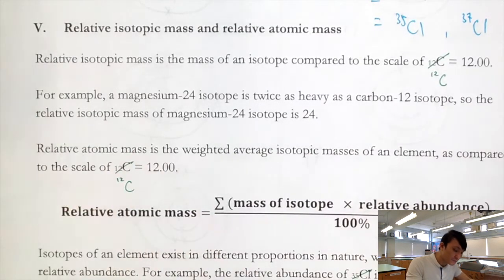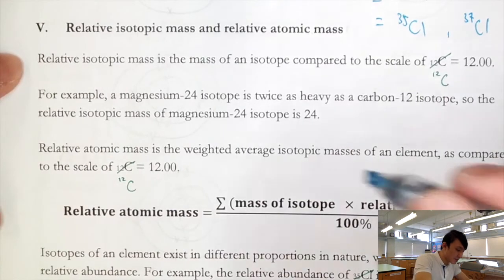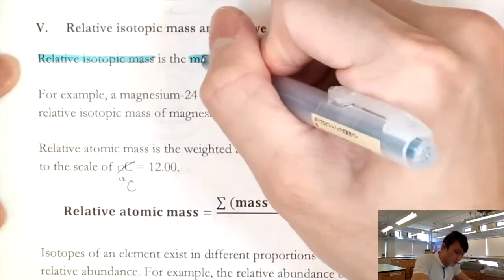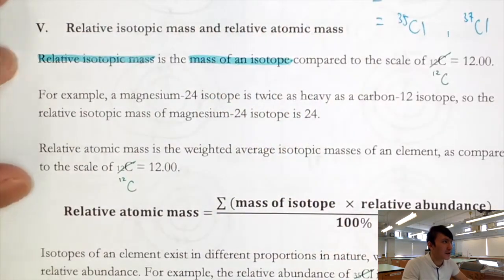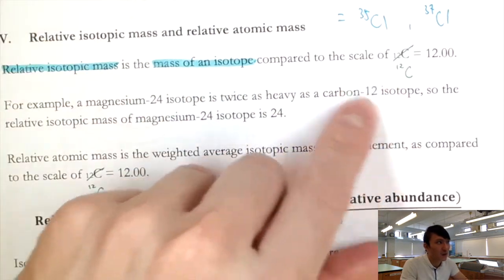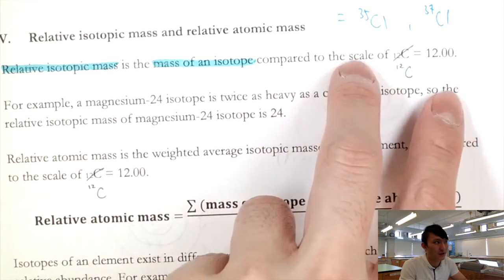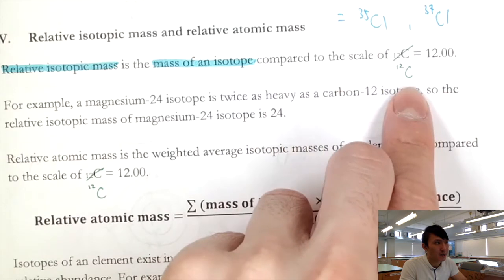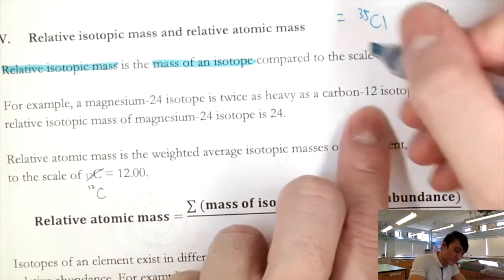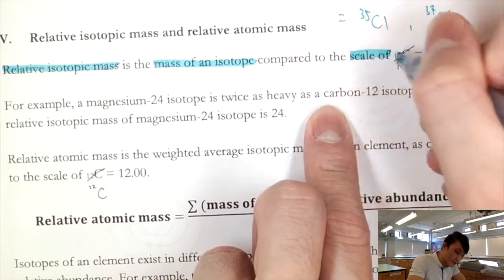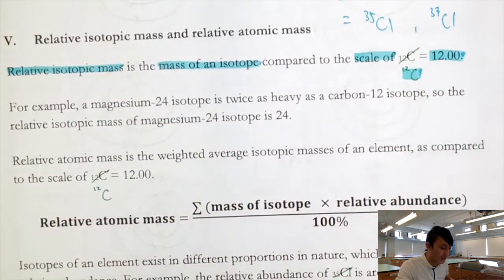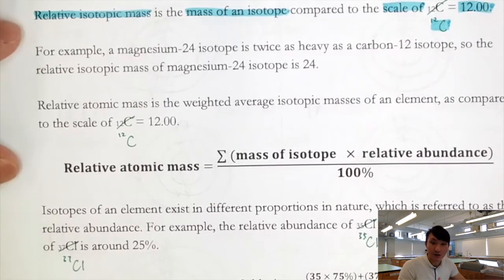Now here, relative isotopic mass is simply the mass of an isotope. But here we have one more part that we haven't talked about, which is that it is compared to the scale of carbon-12 equals 12 here. Now let's just highlight it, and after all of this discussion, I will come back. Okay? Let's just look at the two definitions first.